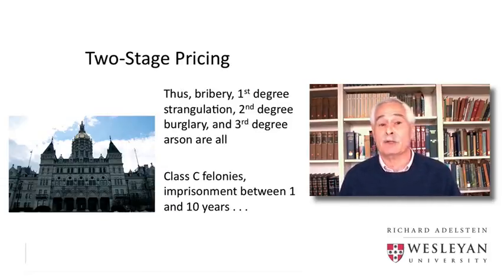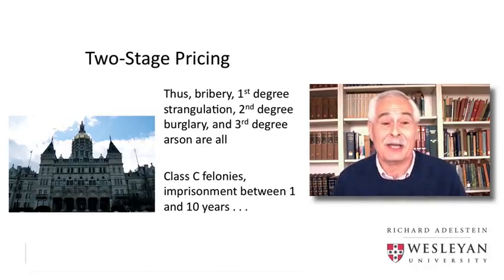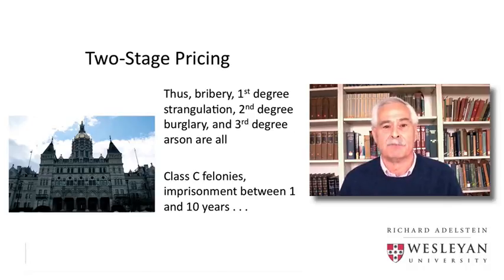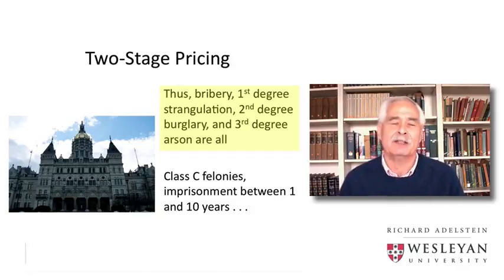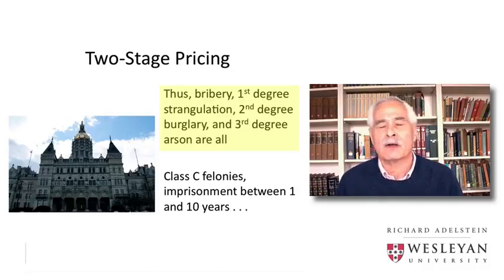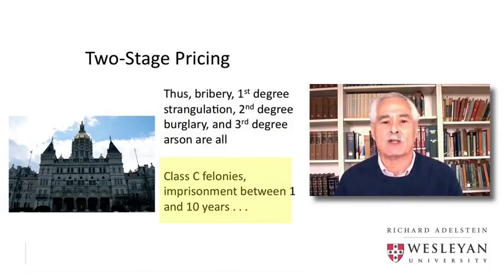So let me give you some examples that are taken from the Connecticut Penal Code, which was produced in the building on the slide. That's the state capitol of the state of Connecticut, where the Connecticut General Assembly meets. Thus, for example, here are 4 crimes in the Connecticut Penal Code: bribery of a public official, first-degree strangulation, you can imagine what that means, second-degree burglary, and third-degree arson are all characterized by the Connecticut legislature as what they call Class C felonies, and all Class C felonies are punishable by imprisonment between 1 year and 10 years.